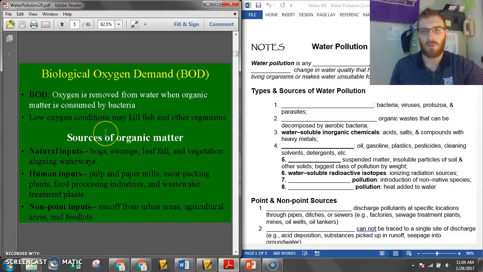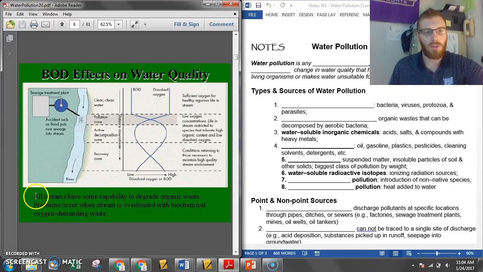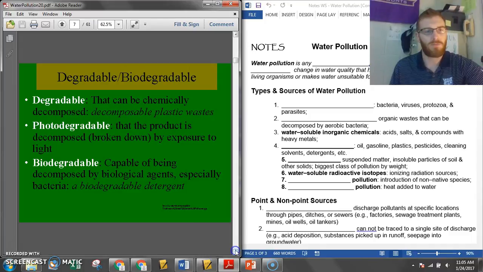And sources of organic matter include natural inputs, which are bogs, swamps, leaf falls, and vegetation that line waterways. You have human inputs, which are pulp and paper mills, meat packaging, any kind of manufacturing process that puts waste into a water system, and then non-point inputs. And we'll talk more about non-point and point source pollution here in just a second. And this is runoff from the urban areas and agriculture areas. So all streams have some capability to degrade organic waste, but the problems occur when the stream is overloaded with biochemical oxygen-demanding waste, which can cause those oxygen-hungry bacteria, those aerobic bacteria, to increase in number.